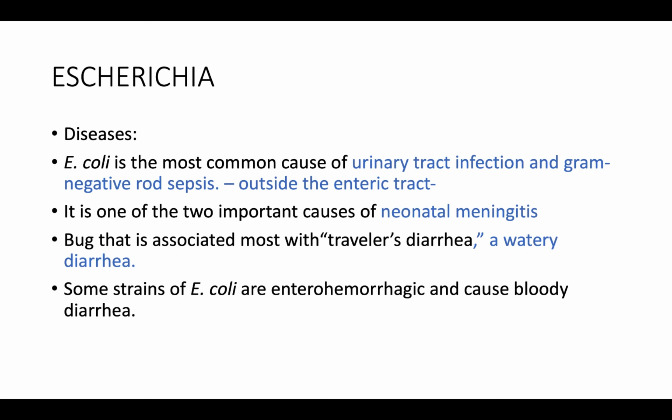Diseases: E. coli is the most common cause of urinary tract infection and gram-negative rod sepsis. These are both things that are outside the enteric tract. It is one of the 2 important causes of neonatal meningitis. What's the other one? Group B strep. The bug that is associated most with traveler's diarrhea, watery diarrhea.